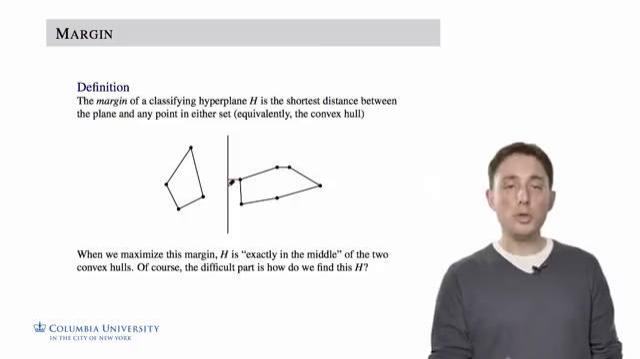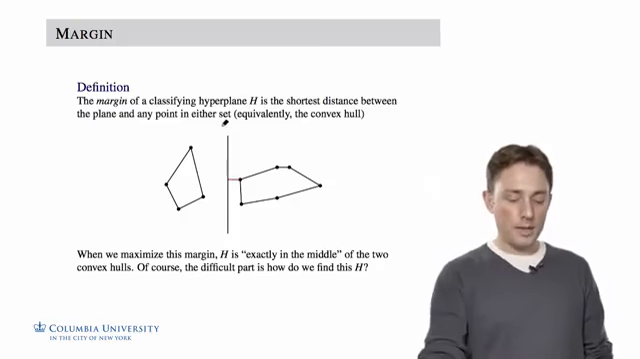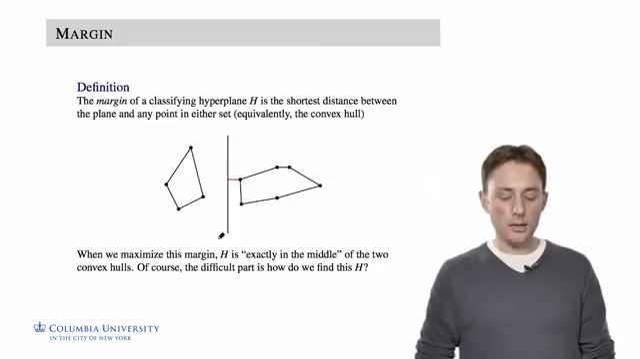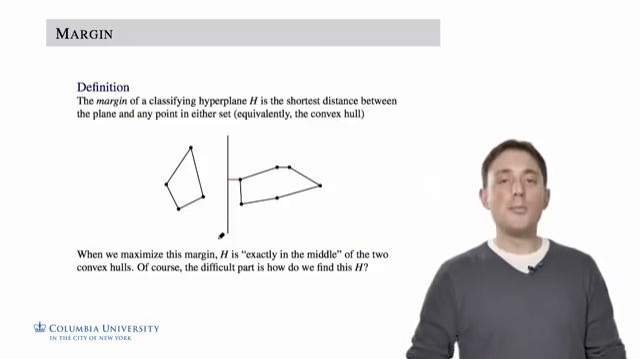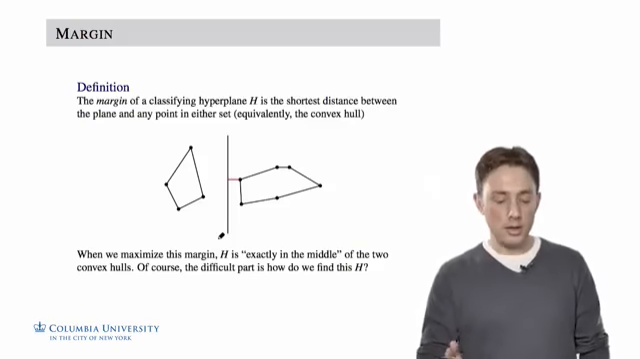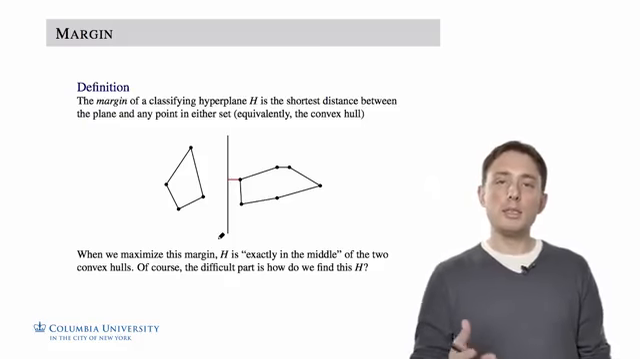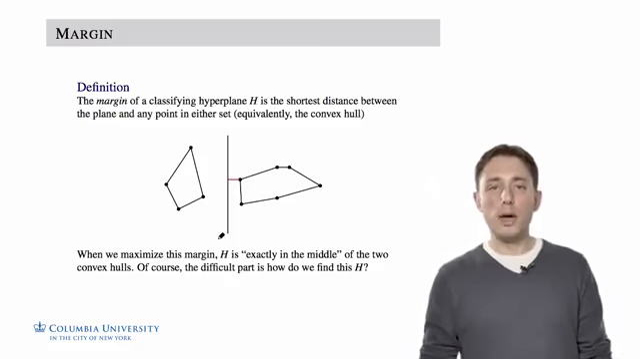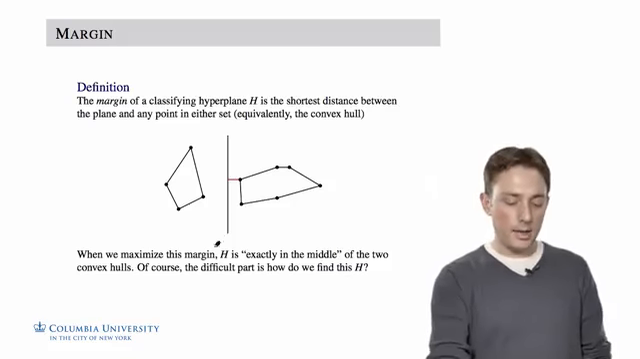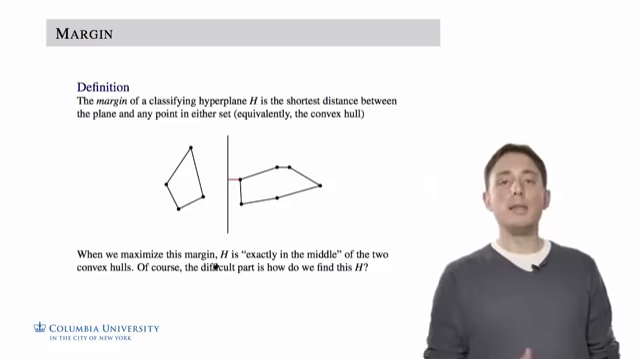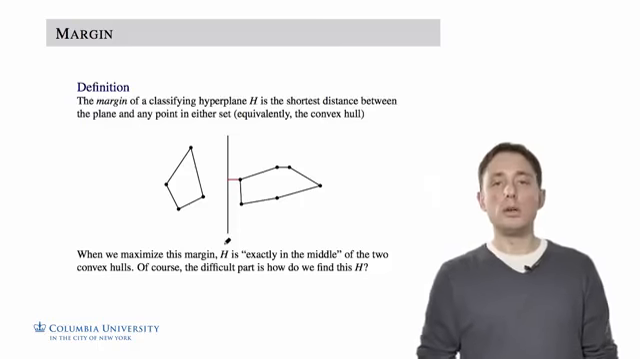So what we want to do with this hyperplane H is put it exactly in the middle of the two convex hulls. But of course, now the difficult part is how do we actually find this? It's easy to say that we want to do that, and it makes intuitive sense why we would want to do that. But now we need some sort of an algorithm that's going to actually find this hyperplane that cuts right in the middle between these two data sets.